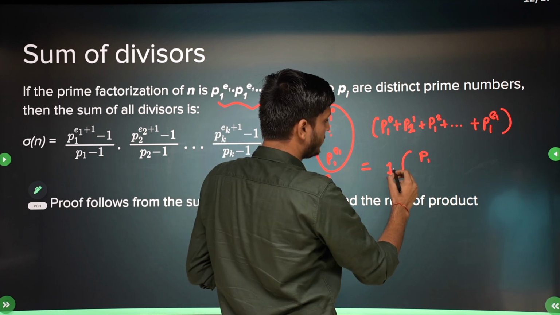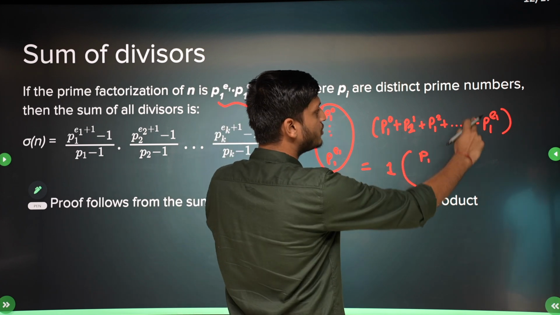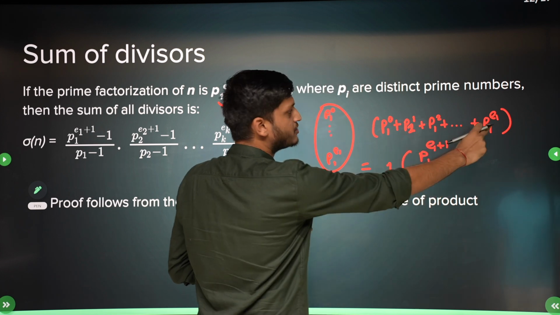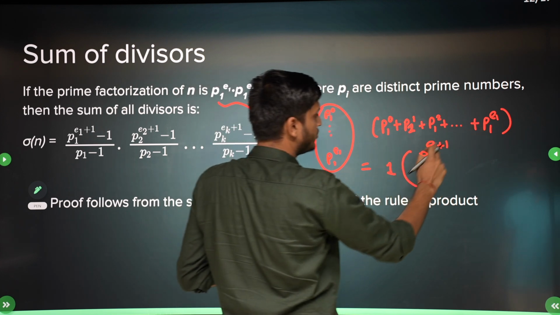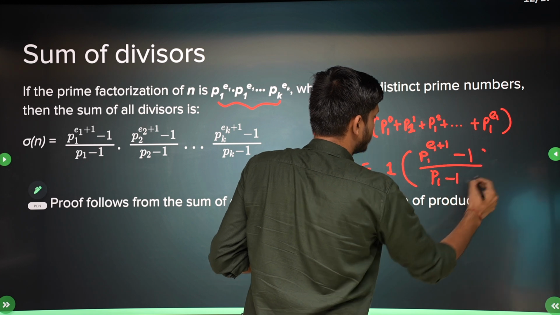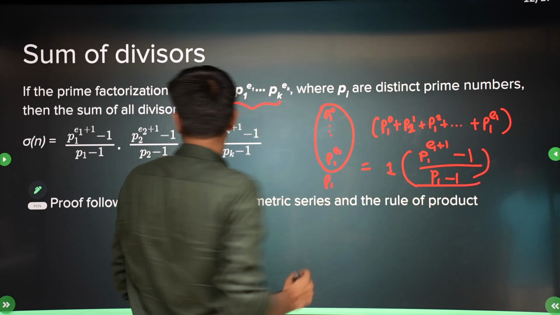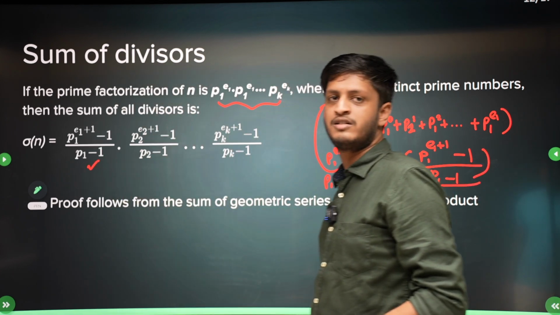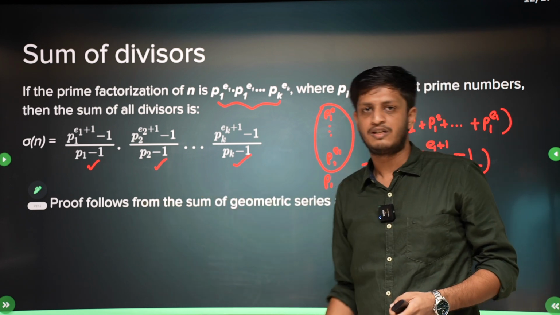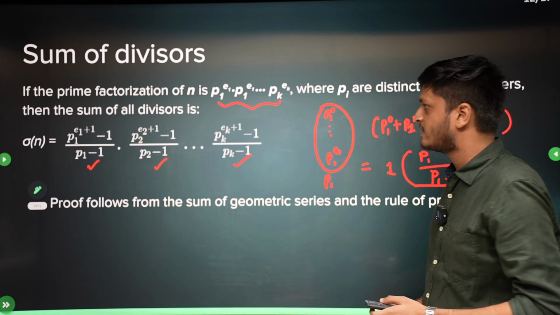So A r to the power n. How many elements do I have? E1 plus 1. I have E1 plus 1 elements. So A times r to the power n minus 1 upon r minus 1. This is the sum of the first bracket, which is written here. Similarly, the sum of the second bracket will be this, and so on. You just multiply all these, you'll get the sum of all divisors.